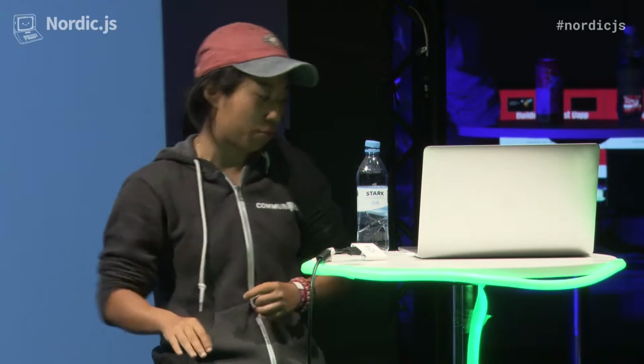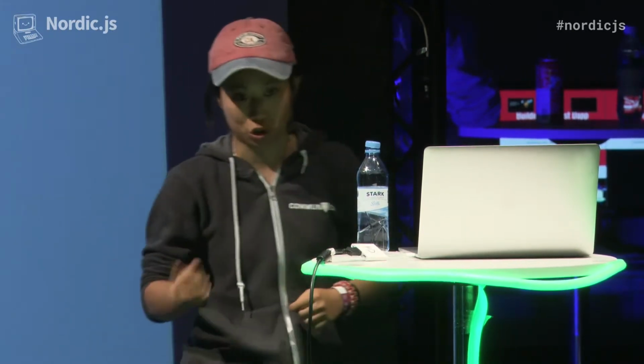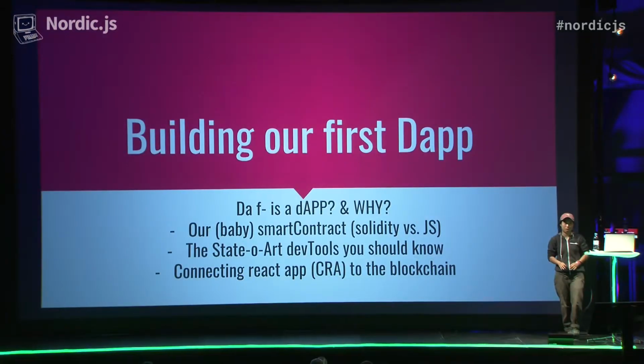And then I'll also tell you about the state-of-the-art dev tools you should know and you should probably use. Because if you don't use the right tools, it can be very painful and very confusing. And then lastly, we're going to connect the React app, which is the front end, the UX, to the smart contract that we'll deploy onto the blockchain. So that is the plan. Let's get started.